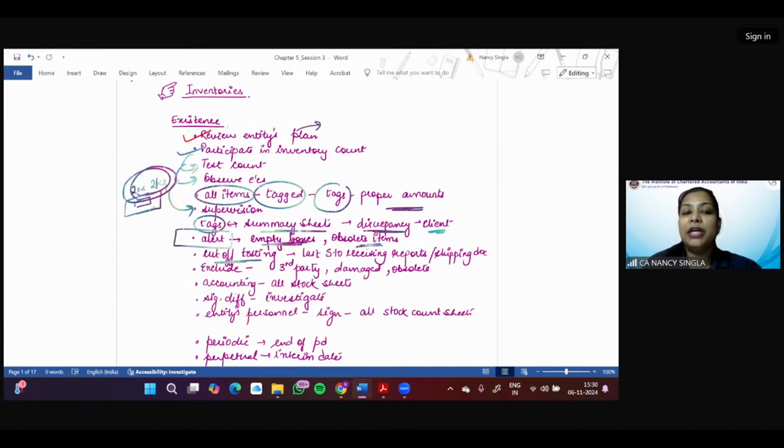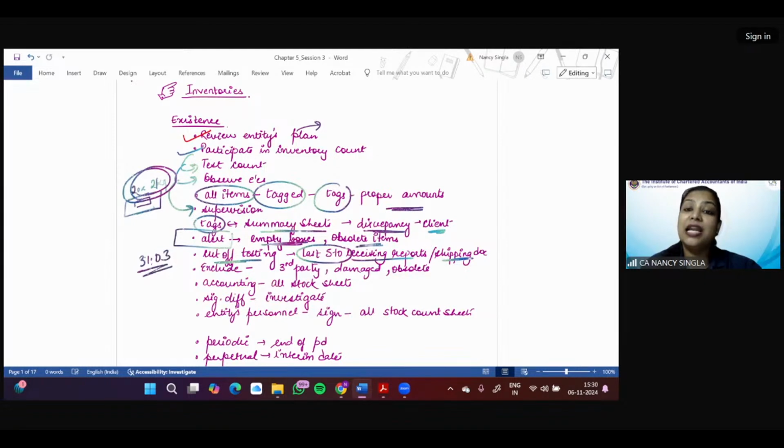And he should perform cutoff testing. Cutoff is what? You are examining whether the inventory that pertains to the correct accounting period, the current accounting period, is being shown. So how can he check? He will check the receiving reports or the shipping documents with respect to certain transactions that have happened near 31st March, near the end of the year.